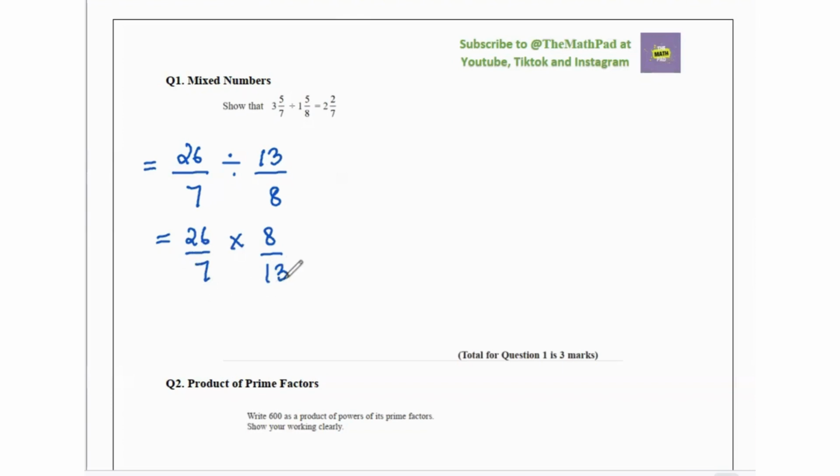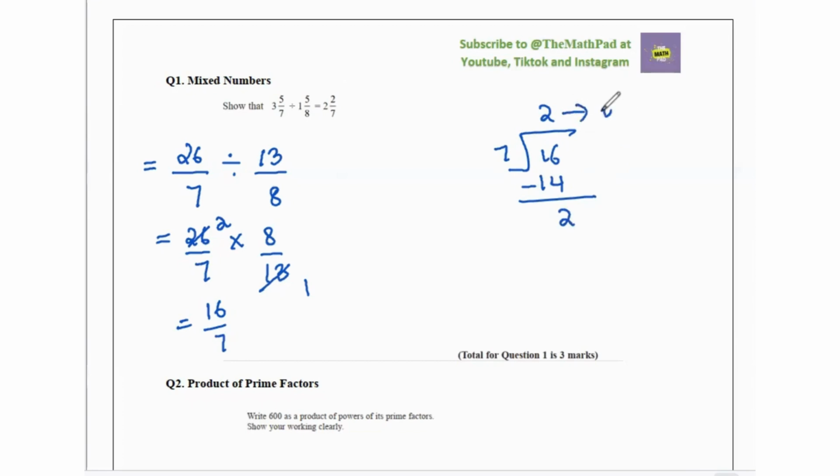So if you notice, 13 and 26 come in the same times table. 13 ones are 13, 13 twos are 26. So that gives us 8 times 2, which is 16 over 7. Now we have to convert 16 over 7 into a mixed number. So we know that 7 twos are 14 and 16 minus 14 is 2.